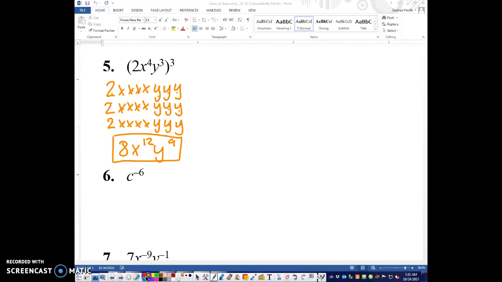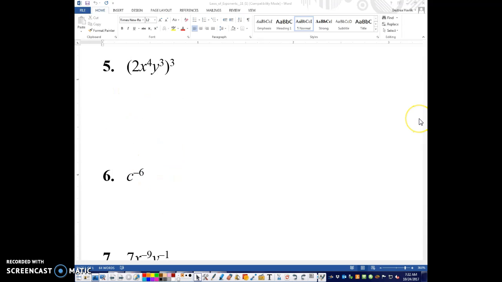Now remember, anytime there is a negative exponent attached to something, what does that mean? That's not your answer. It's going to go to the bottom. So it's c to the 6th on the bottom, and then what goes on top? A 1. That's it. Because there's nothing more there we can simplify.